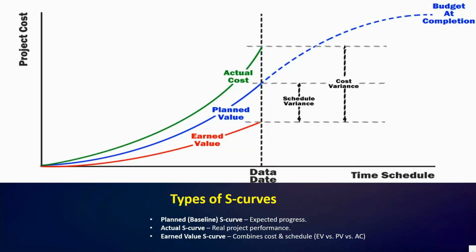Okay. So last, the earned value S curve. This is a more advanced form, combining both cost and schedule performance. So it includes metrics like planned value, earned value, and actual cost, and by plotting these together we can perform earned value analysis, which gives a deeper understanding of whether the project is on schedule and within budget. Okay, so I hope the types of S curves are clear.